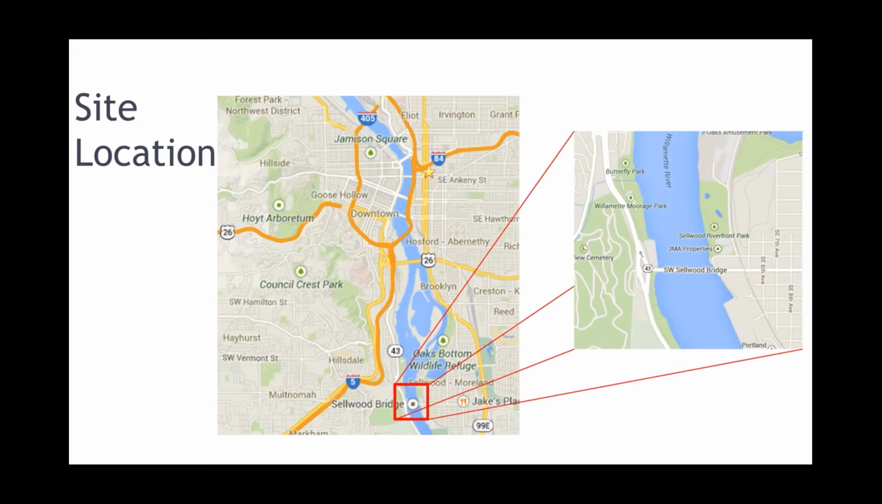The site location is just south of Portland, Oregon. It's called the Sellwood Bridge. It crosses the Willamette River. We've done several bridges in the area. As far as span lengths go, it's not a major structure, but it's certainly an iconic structure that the city and the county were interested in having as a signature bridge.